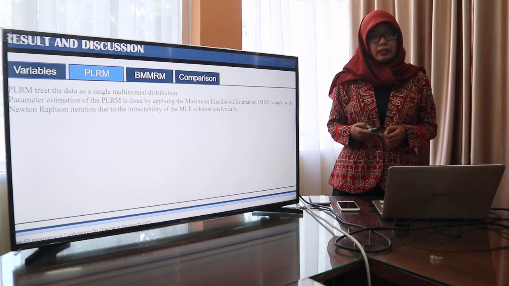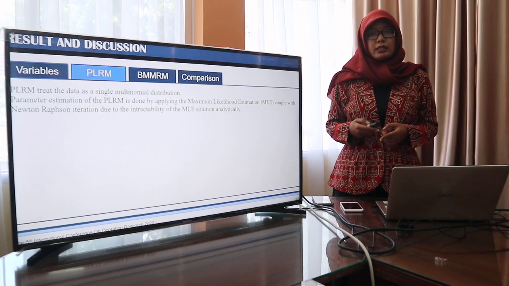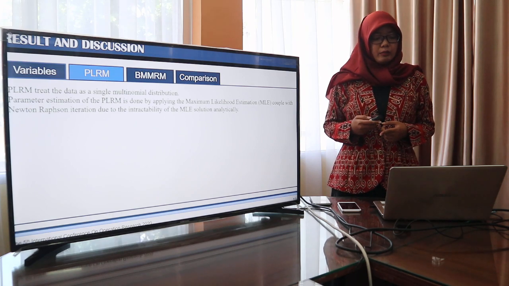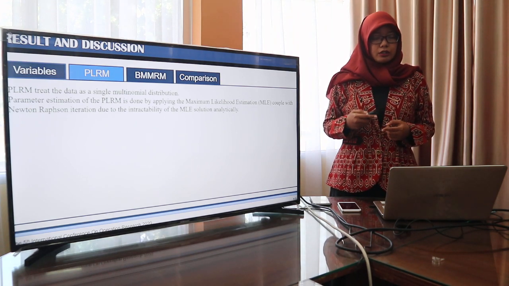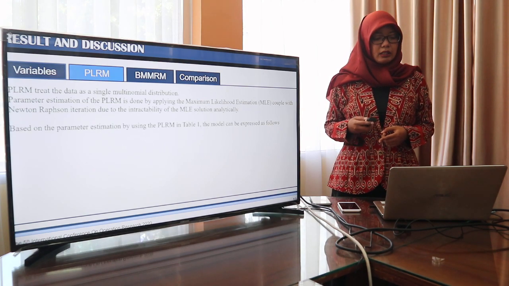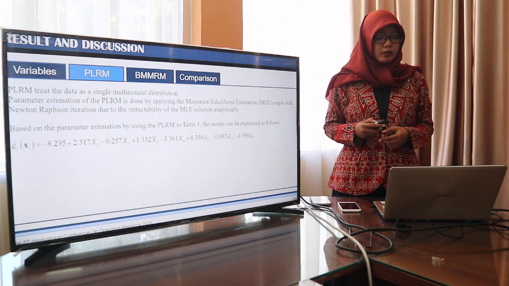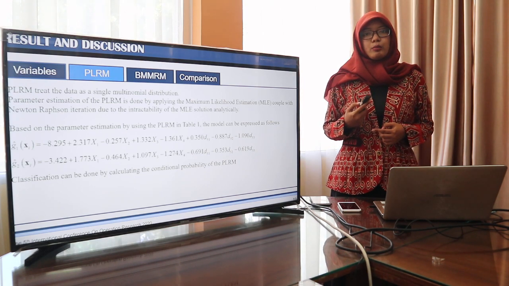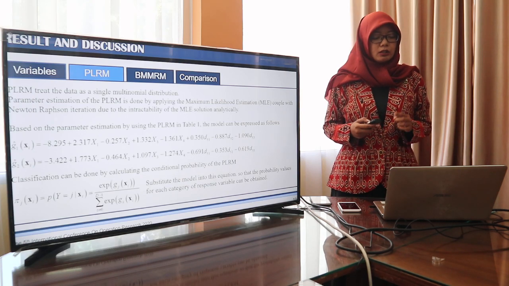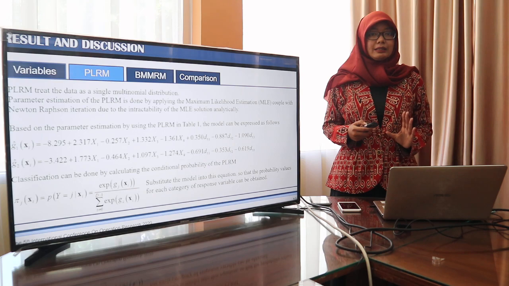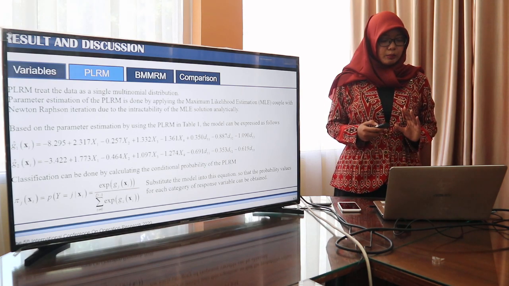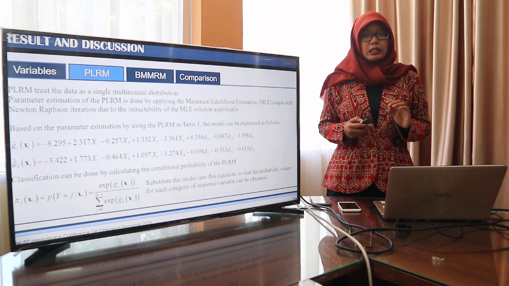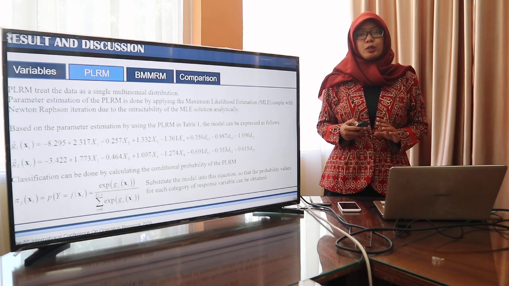PLRM treats the data as a single multinomial distribution. Parameter estimation of PLRM is done by applying maximum likelihood estimation coupled with Newton-Raphson iteration. The model of PLRM can be expressed as follows. Classification can be done by calculating the conditional probability of PLRM. Substitute the model that we get into this equation of Pg so that the probability value for each category of the response variable can be obtained. The classification is determined based on the largest probability value.